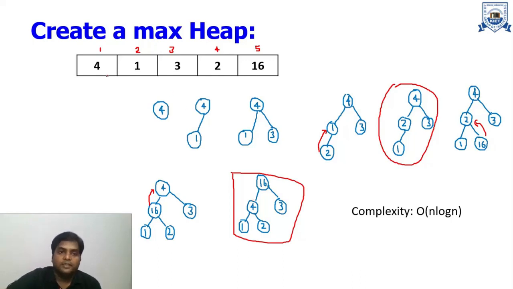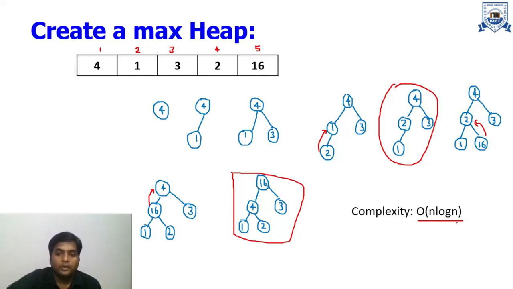We start with the first node and then insert the next nodes one by one, and also satisfy the properties of max heap as well as complete binary tree. When we create a max heap, it will take order of n log n time. So the complexity is order of n log n.